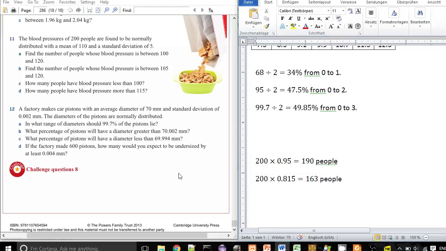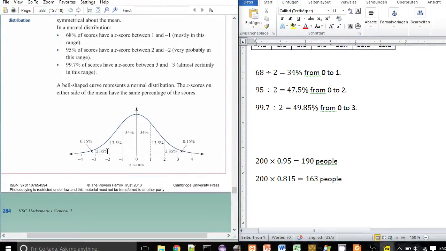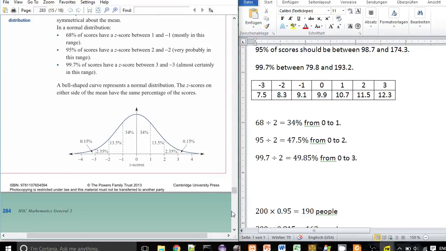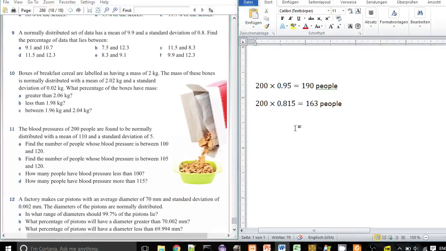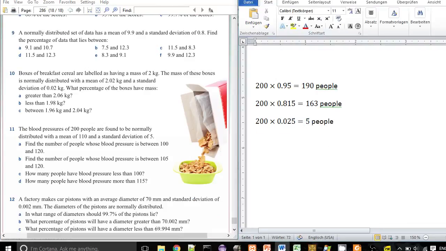Okay, for this one, less than 100, so that's less than a Z score of -2. So again, I'm going to use this. Less than -2 is just these 2 parts, which adds to 2.5%. Okay, matches with the previous question. So again, find 2.5% of 200. So I'll do 200 times 0.025. I think that's 5 people.